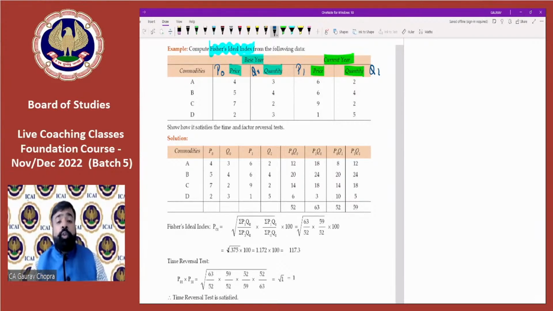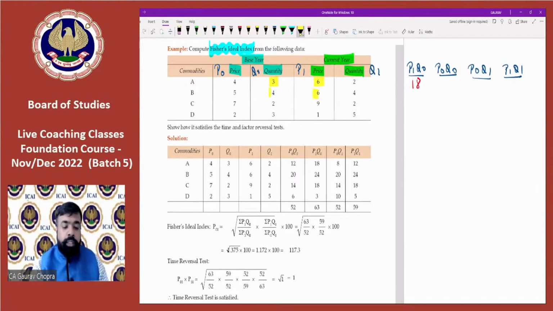So now here we have to calculate all the four values. First one is P1 Q0, P0 Q0, P0 Q1, and then P1 Q1. So all these four values we have to calculate. So for P1 Q0, we have to multiply P1 with Q0. So 6 multiplied by 3 is how much? 18. Then 6 into 4 is 24.